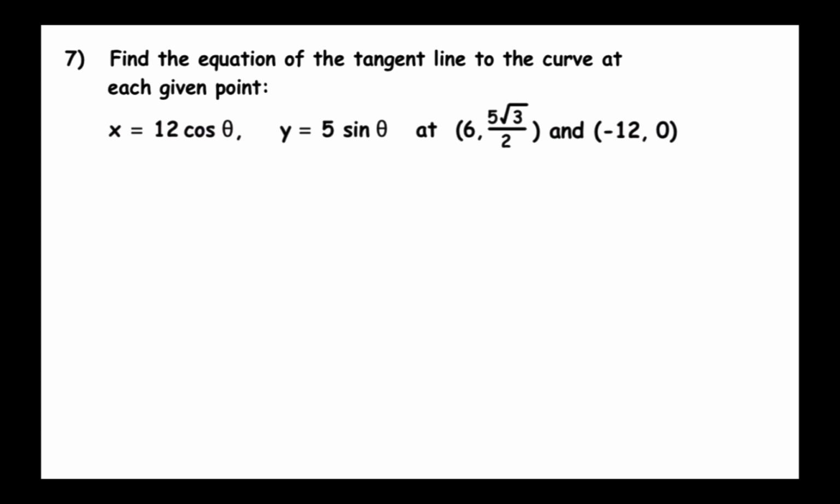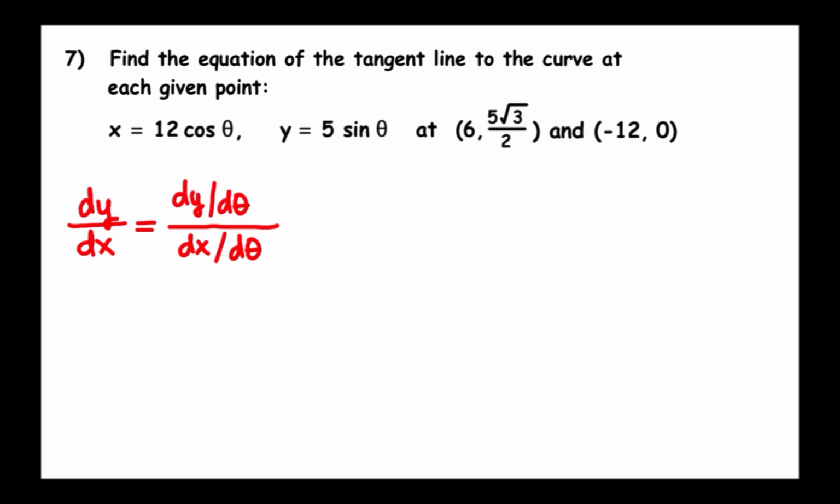On to number 7. Directions have changed just a bit. It says find the equation of the tangent line to the curve at each given point. They've given us a couple different points. Equation of the tangent line. Okay, well obviously with the equation of the tangent line, we have the x and y points. We just have to figure out what the slope is. And the slope, of course, is dy/dx.